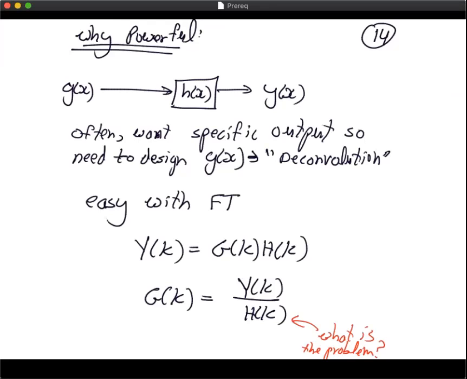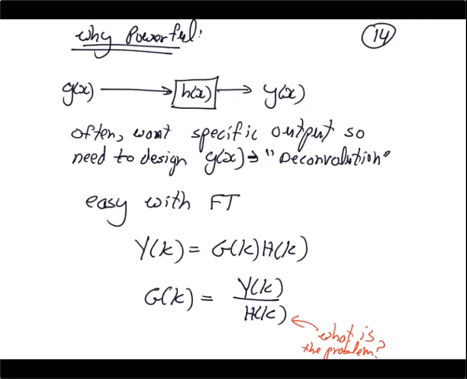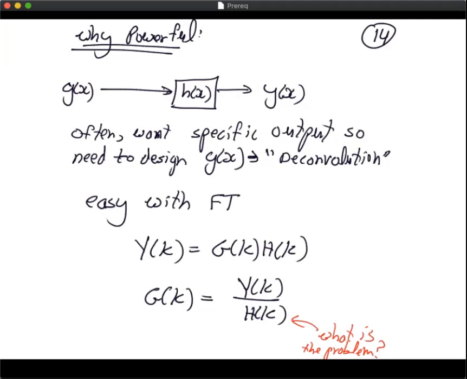If I knew what g of x is, finding y of x is easy. I just convolve h of x with g of x. But if I know what y of x needs to be, and I know h of x, it's not trivial to find what g of x is. That's not trivial. We need to do some sort of deconvolution, because y is the result of a convolution between these two.